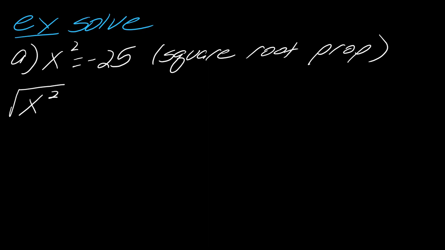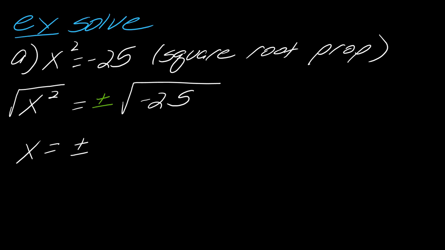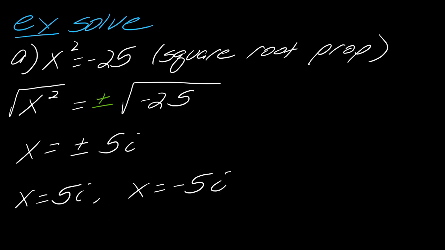The thing that everybody forgets about the square root property is that when you take the square root of the number, you need plus or minus in front of that number's square root. Very important. So now I can go ahead and solve this. So I have x equals plus or minus, and now what is the square root of -25? It's 5i. And so those would be my two solutions. x equals 5i, x equals -5i.